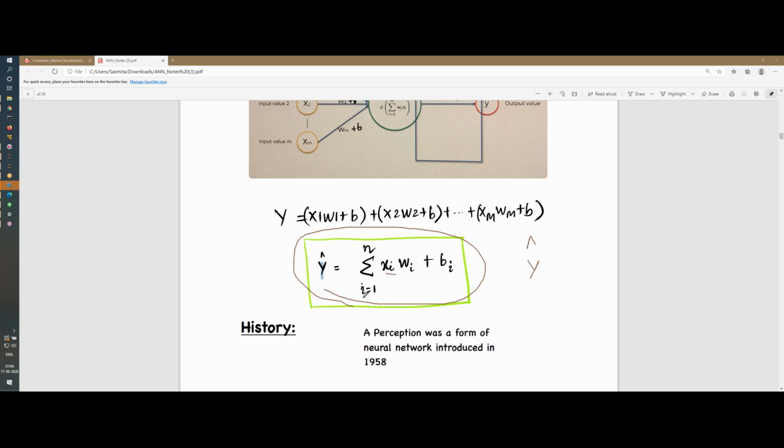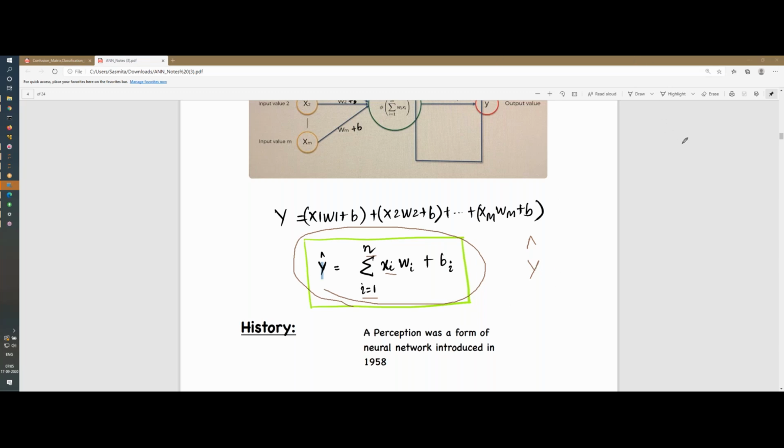Y value. For i equals 1 to n, what does that mean? For each feature, let's say I have 3 features. So I will have X1 W1 plus B1, X2 W2 plus B2, X3 W3 plus B3, right? So I will have this equation. If I have 10 features, X1 W1 plus X2 W2 plus X3 W3 plus X4 W4 plus X5 W5 and so on, plus X10 W10 plus B1, B2, B3 up to B10. I will add everything, and whatever is the final output, that is my Y, that is my prediction.